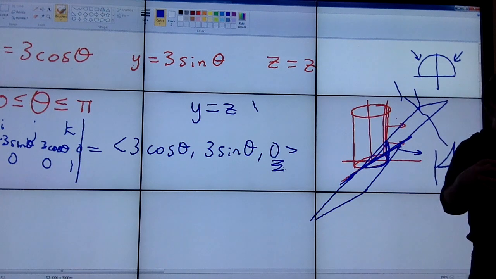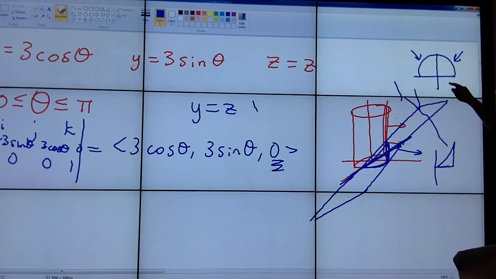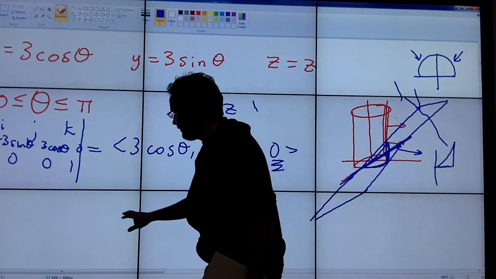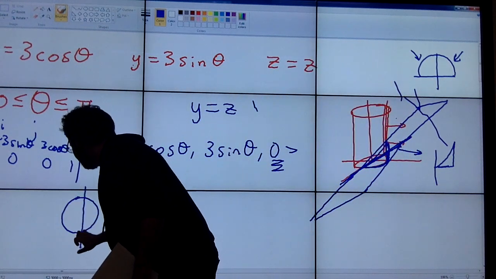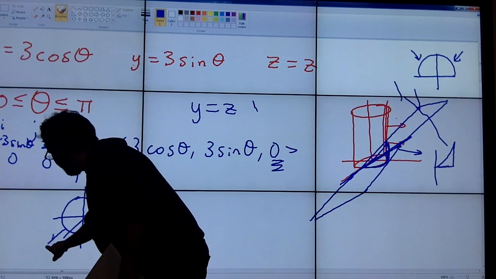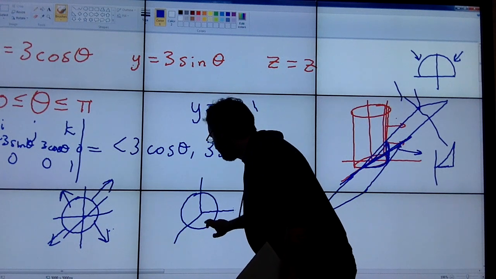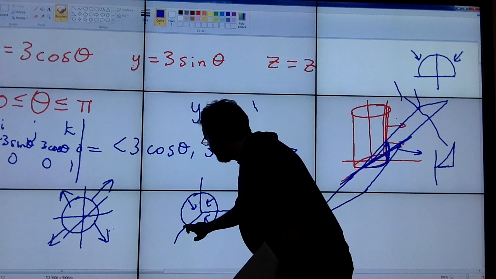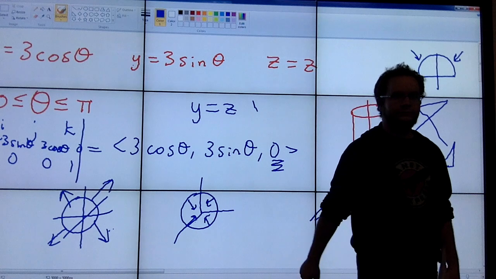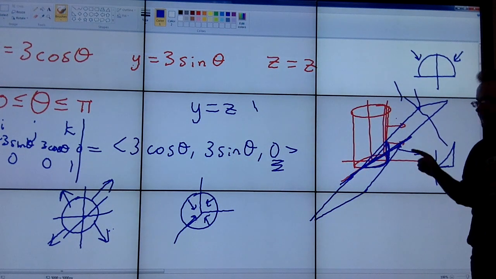When we're talking about a closed surface, positive orientation means pointing outward. Let's draw a sphere. Positive orientation means outward. Negative orientation means pointing inward. So this is positive orientation, and that's negative orientation. So we want to point outward from this cylinder.